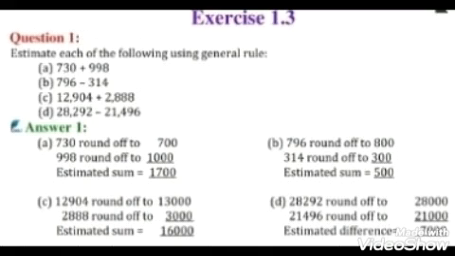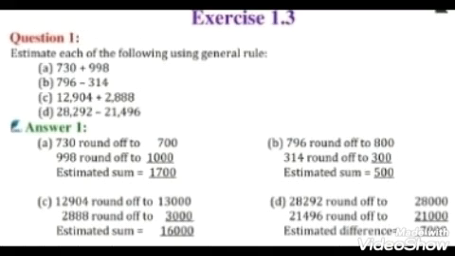Then see the third one, 12,904 plus 2,888. Here you take nearest thousands. 12,904 nearest thousand is 13,000. 2,888 nearest 1000 is 3000. Next here plus sign is given, so you have to add these numbers. We get the answer 16,000.